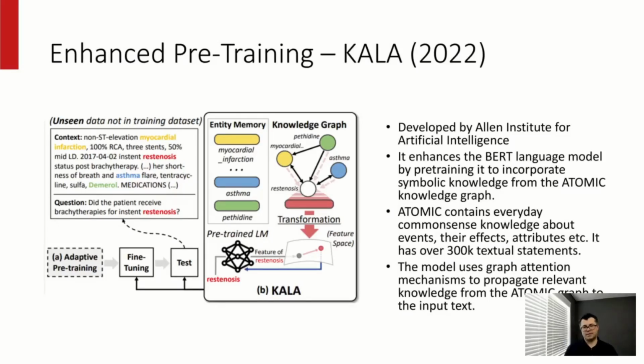So this would be another example, an approach called KALA from 2022. It was developed by the Allen Institute for AI. Again, it utilizes BERT. What they're saying here is that even though this is enhanced pre-training, it doesn't require retraining the whole language model. Instead, you train the language model, and then you do this as an enhancement in the fine-tuning step.